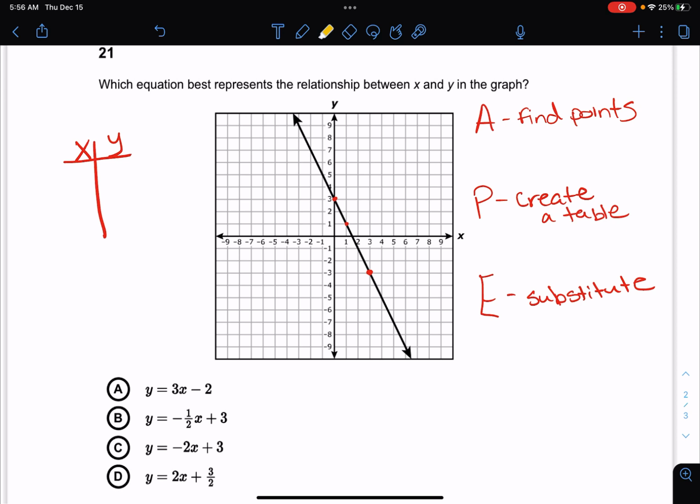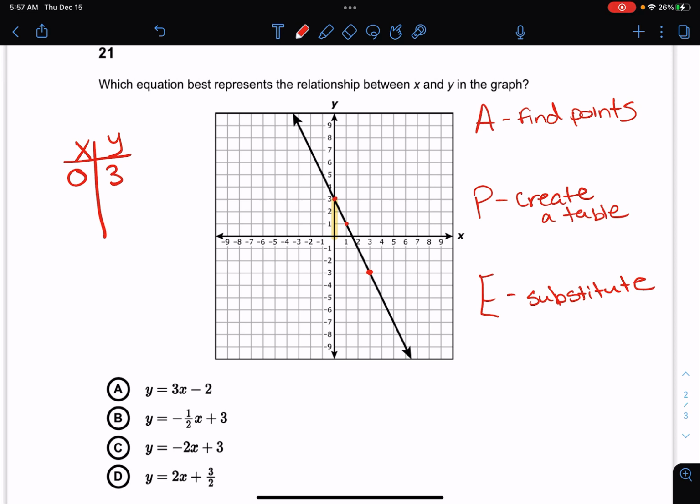So in order to get to my first dot, which is on 3, do I need to go left or right? Well, I don't need to go left or right. I just need to go straight up, and I'm going straight up 3. So since I did not go left or right, my x is 0. And I went up 3 points, so my y is a positive 3.